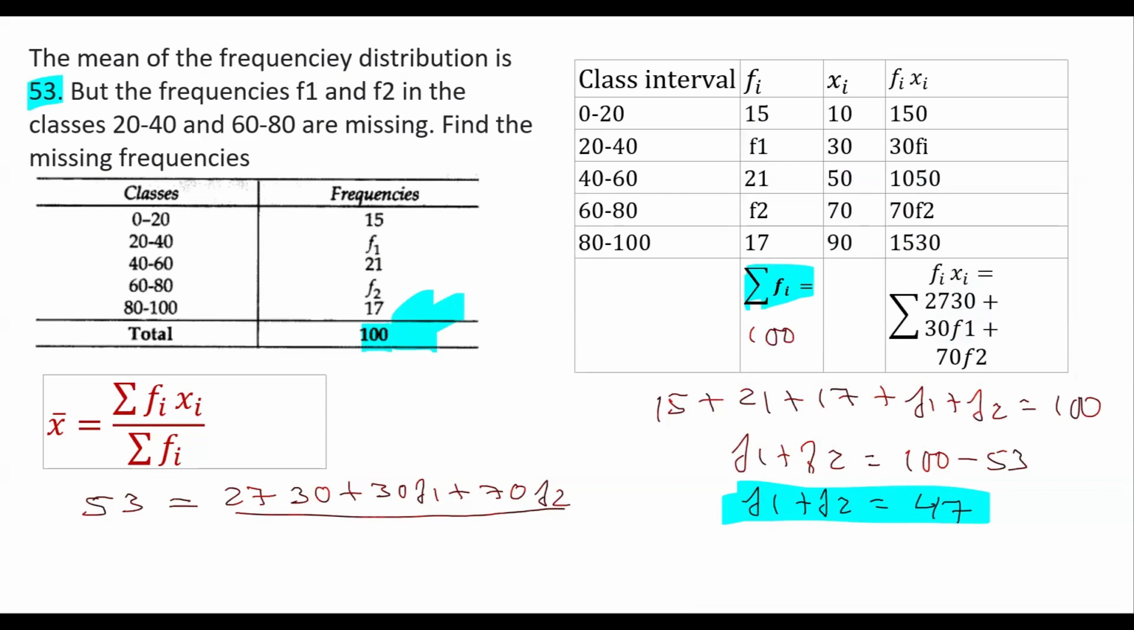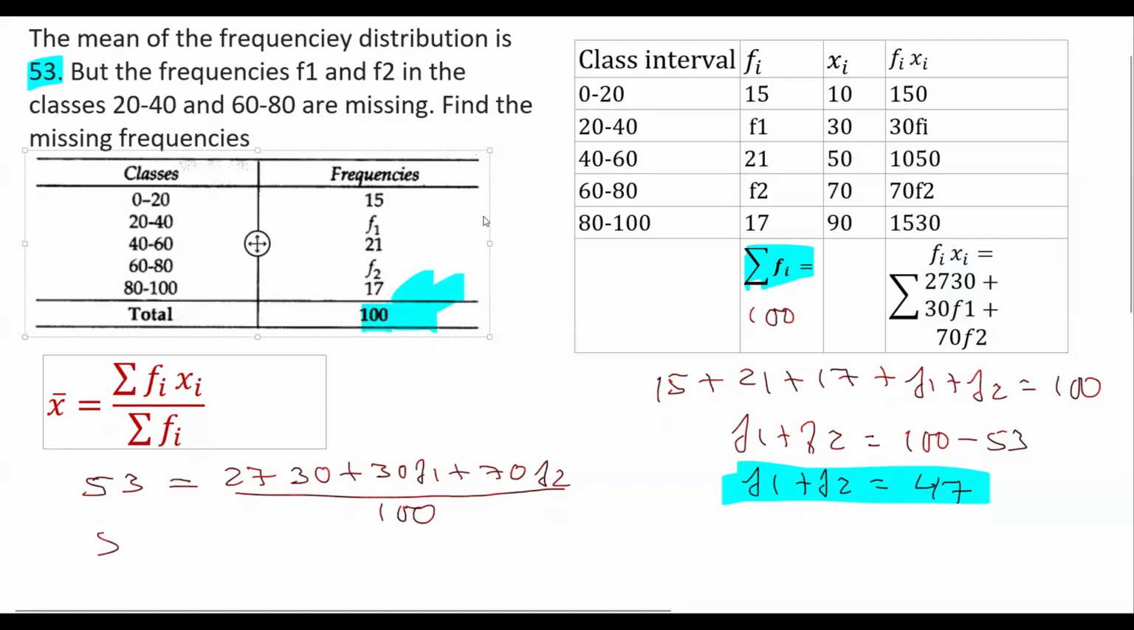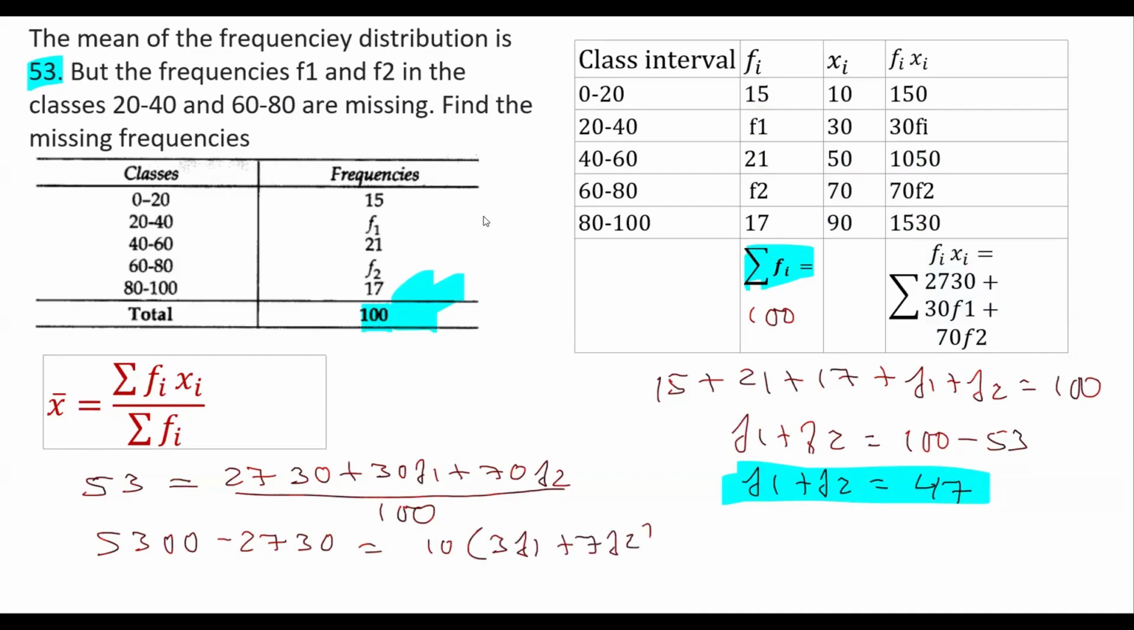In the later part, I can transpose this 100 to the other side. So on simplification, on transposing this to the left hand side, it should become 5300. And these numbers, if you subtract on the left hand side, it is 2730. And I can take 10 common in order to reduce. Taking 10 common, it is going to be 3 times F1 plus 7 times F2.